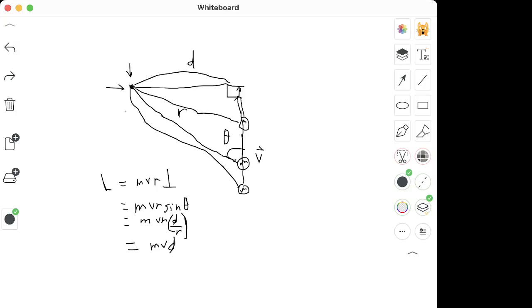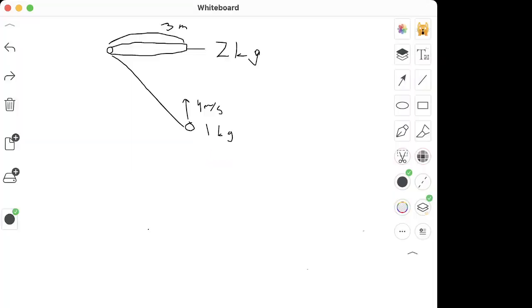So the ball will have the same angular momentum, will not gain or lose anything, because remember, angular momentum is always conserved. And it will maintain the same angular momentum until it hits the door, where it will transfer some of the momentum. So let's do an example. Let's say we have a 3-meter long door that is pivoting around this point, and the door weighs 2 kilograms, and a ball is traveling at it at 4 meters per second, and it weighs 1 kilogram. And let's say the ball is going to hit the edge of the door.